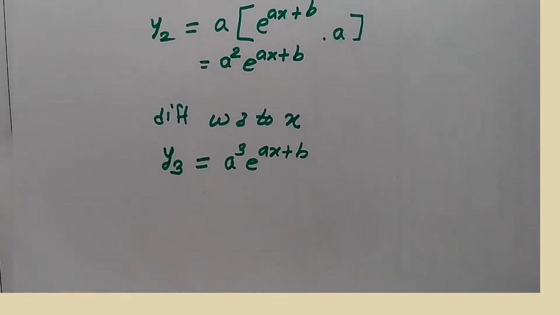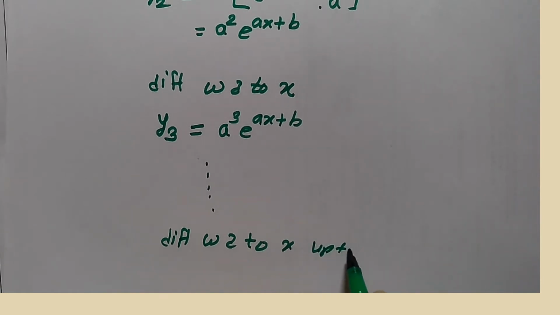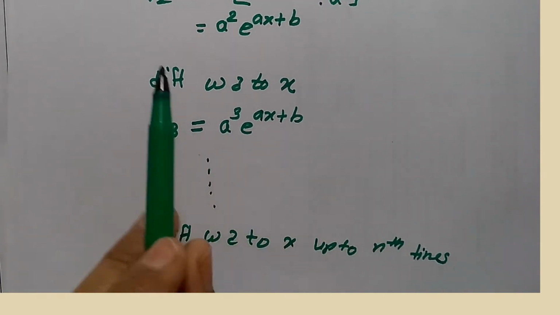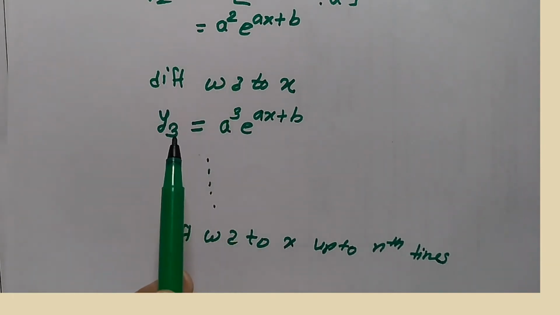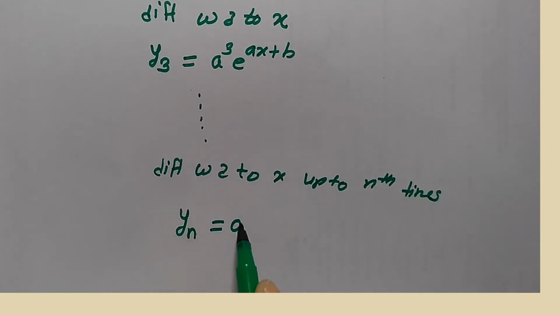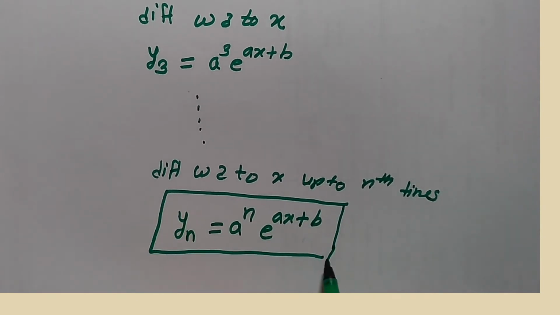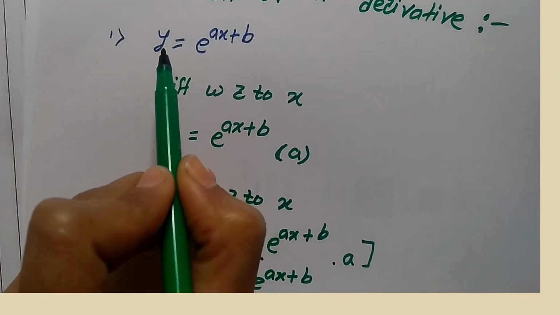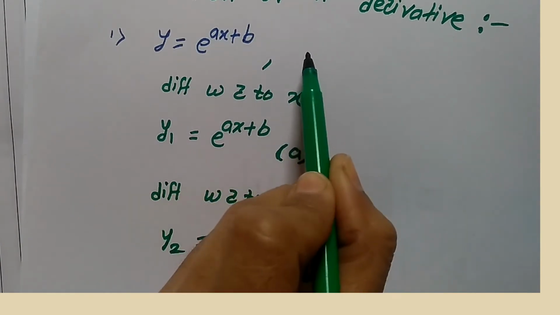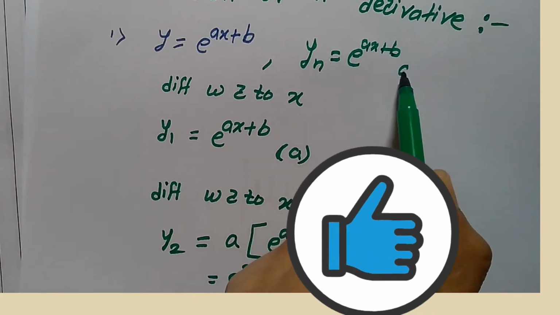That means if we continue this process up to n times, continuously differentiating this term with respect to x up to n times, then what will happen? For y1 we get a, for y2 we get a square, for y3 we get a cube. If we continuously do this process up to the nth time, then corresponding to y with suffix n, we get a raised to power n e raised to power ax plus b. So this is the nth derivative of e raised to power ax plus b. So if y equals e raised to power ax plus b, then the nth derivative, that is y suffix n, equals e raised to power ax plus b into a raised to power n.